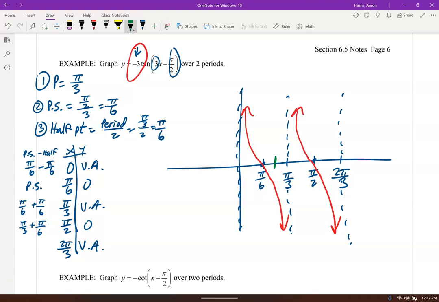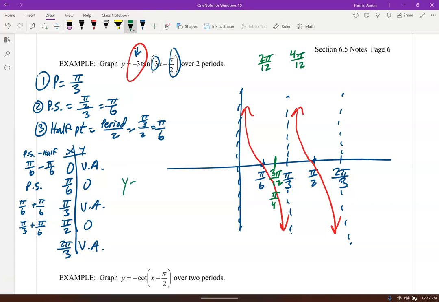Let me do it this way. What's between 2 pi/12 and 4 pi/12, which is pi/3? So that would be 3 pi/12. In other words, pi/4 would be a great one to plug in.